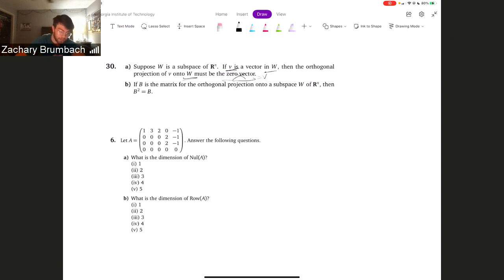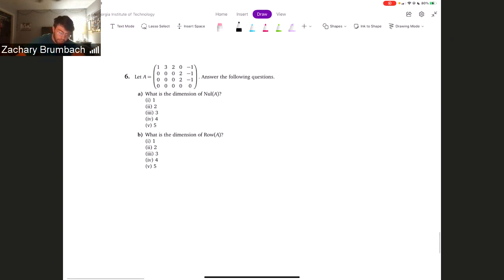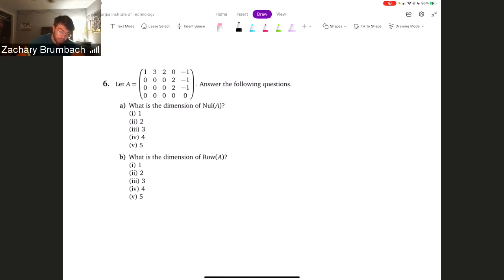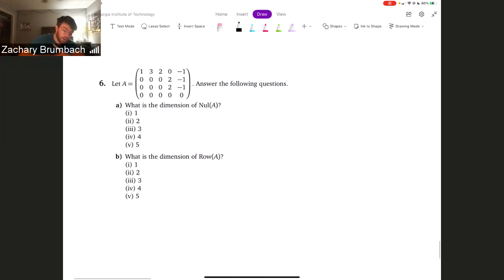I still haven't looked at it yet, but for number 6, right here we're asking what is the null space? How many free variables do we have here? Well, we can row reduce this. We'll know that that goes to 0 because we can just do that. So how many free variables? 1, 2, 3. 3 free variables. Check.